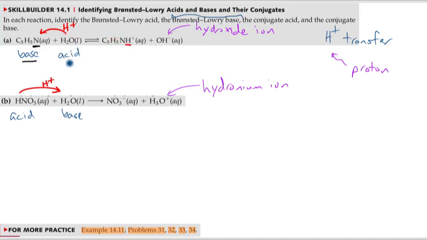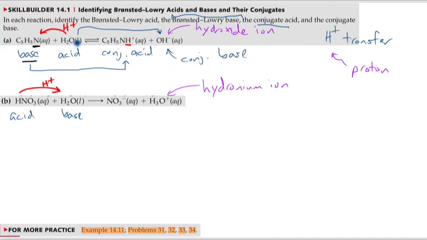Now to finish off the problem, there are these labels that we use. What happens to the base? The base gains a proton. Well, what we call this now is a conjugate acid. And then the acid, when it donates a proton, when it loses that proton, now we call this a conjugate base. So again, to go from the acid to the conjugate base, remove a proton. To go from the base to the conjugate acid, we gain or add a proton.